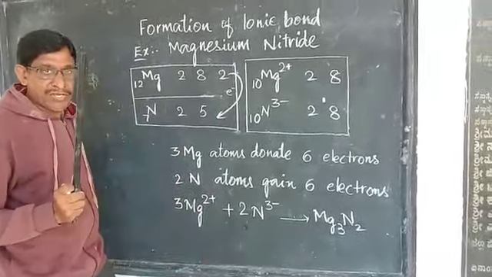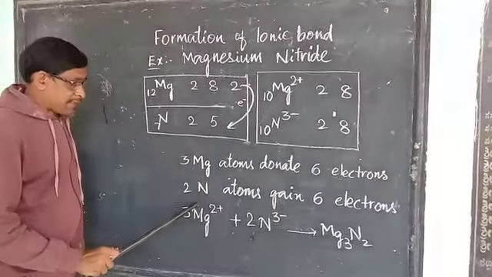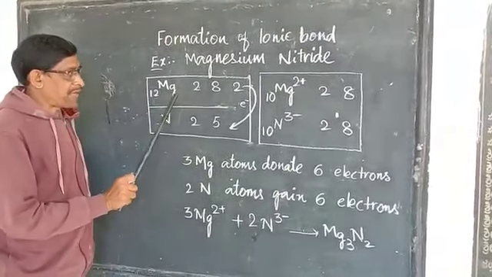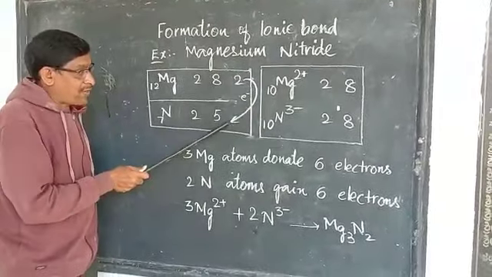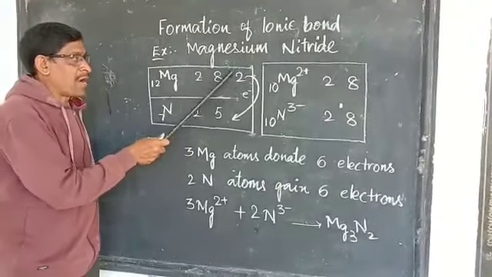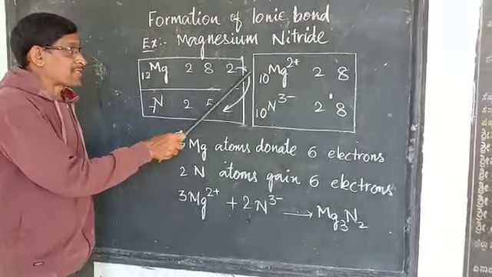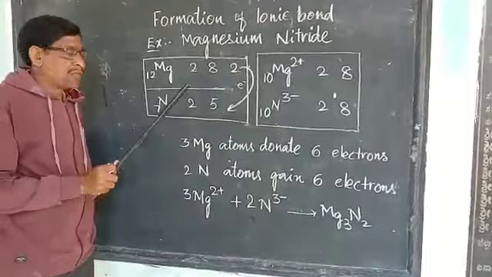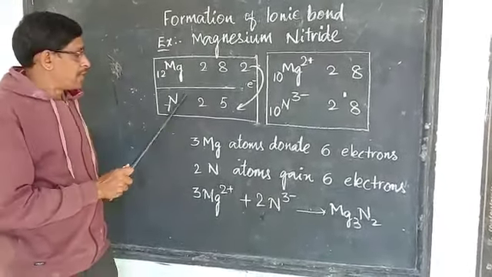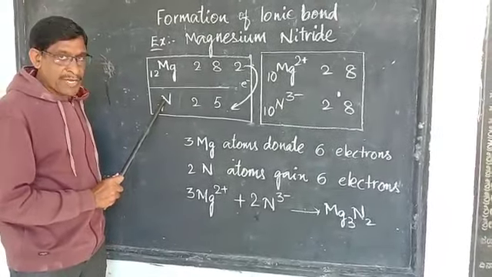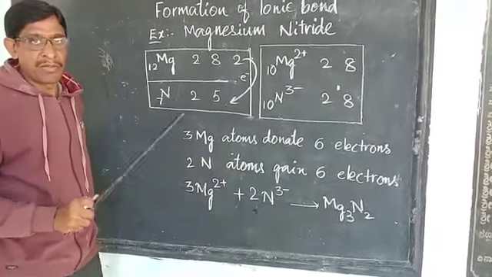Ionic bond formation means, dear students, transferring of electrons. Look here, these 2 electrons are transferred. As we have already discussed, these 2 are called valence electrons. These 2 valence electrons are transferred to another atom. That one becomes an ion. Now this one also becomes an ion. Transferring of electrons forms an ionic bond. Okay, thank you.